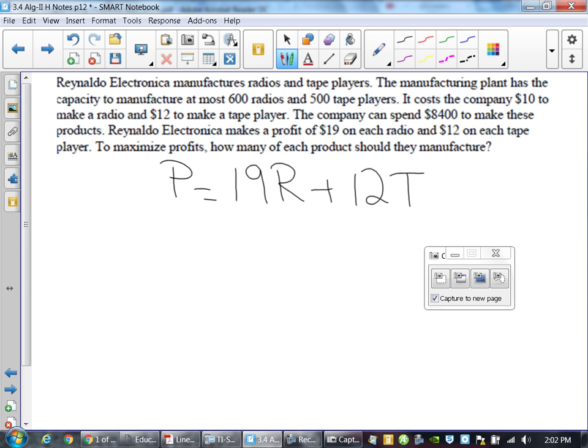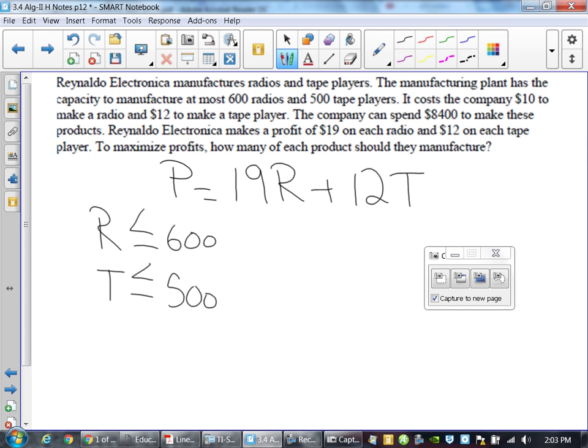Now, as I go back into the problem, it tells me they have a capacity to manufacture at most 600 radios and at most 500 tape players, which means, can they make more than that? No. So the radios are going to be capped at 600. There's going to be less than or equal to 600 of them made. Tape decks, same deal. Tape decks, less than or equal to 500 of them.